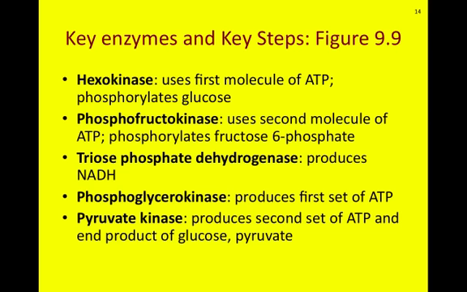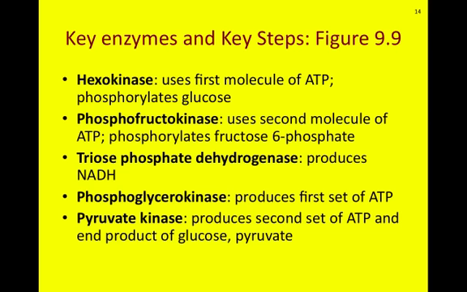The next key enzyme is phosphofructokinase. Again, let's look at the name. Phospho, we know there's a phosphate group involved. Kinase, that means it's probably going to be adding a phosphate group. And fructo, that is fructose, the type of sugar that is being phosphorylated. And in fact, phosphofructokinase uses the second molecule of ATP in glycolysis. Specifically, it phosphorylates fructose 6-phosphate. The name pretty much tells you what it does, okay?